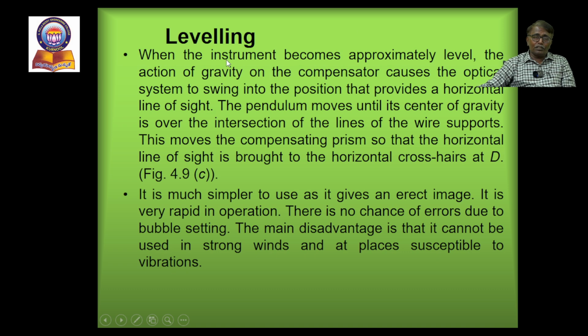The advantage with this one is that the leveling operation can be quickly completed, and the line of sight can be easily established by just leveling the circular bubble. When the instrument becomes approximately level, the action of gravity on the compensator causes the optical system to swing into the position that provides a horizontal line of sight. The pendulum moves until its center of gravity is over the intersection of the lines of the wire supports. This moves the compensating prism so that the horizontal line of sight is brought to the horizontal crosshairs D.